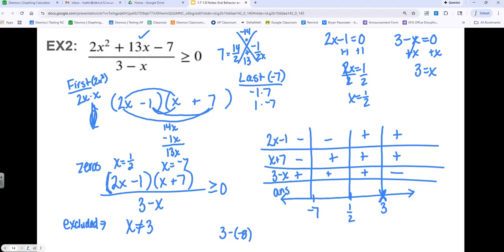And then we're just looking at our chart for our answer line. We got 2 negatives here, that'll be positive. Just 1 here, that's negative. All positives here, and then a negative for that last one.